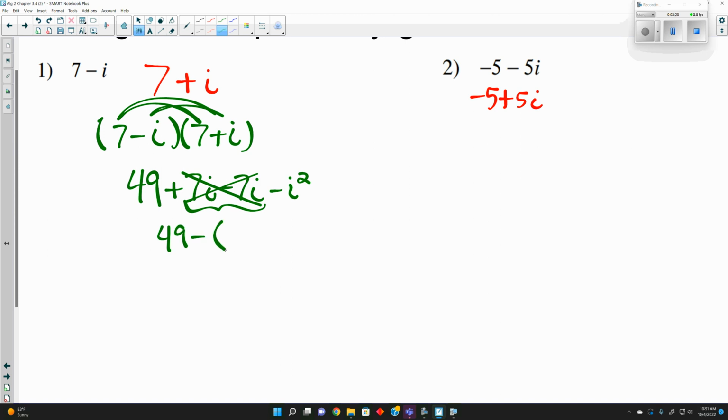Well, negative i squared is negative negative 1, and 49 minus negative 1 is? When we multiply them together, we find their product. If it asks for their product, it would be 50. The reason this is interesting is that when I multiplied those two together, they started out both having complex terms. I had i terms in them, yes? Their product does not.